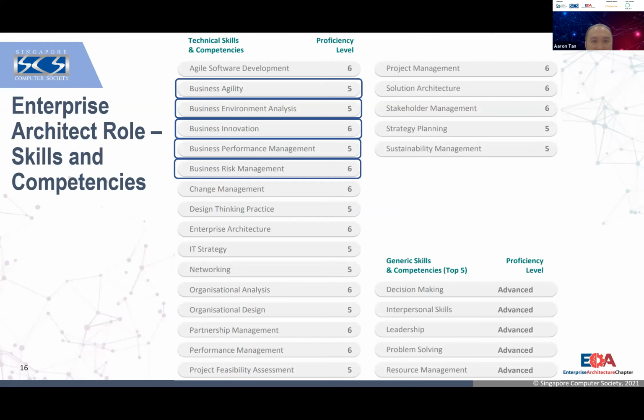So in terms of the enterprise architecture role, there are a lot of business proficiency levels required here.